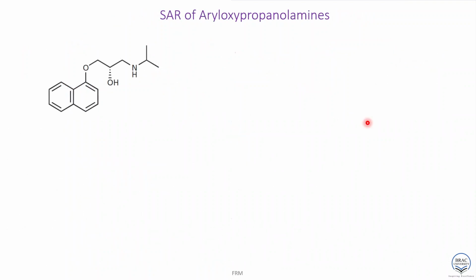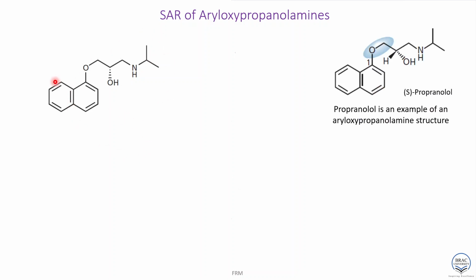Now we'll be seeing the SARs of the first generation beta blockers. Propranolol is mainly derived from this aryloxypropanolamine. This is the aryl group, this is aryloxy, and this is propanol, with three carbons, 1, 2, 3, and this is the amine. The rest is the side chain. So propranolol belongs to this group of drugs, aryloxypropanolamines.